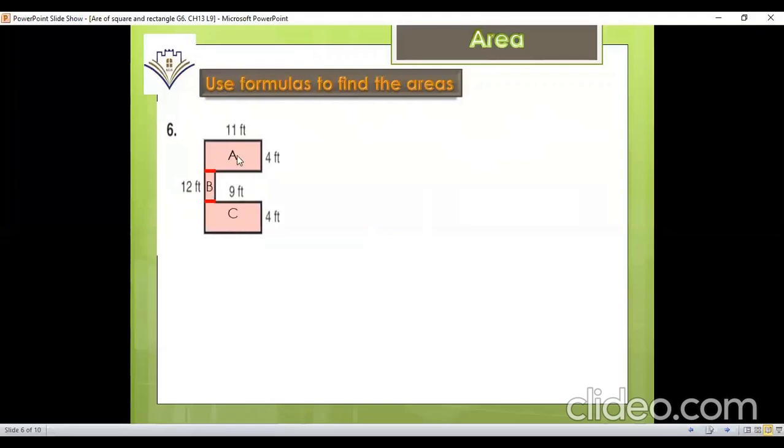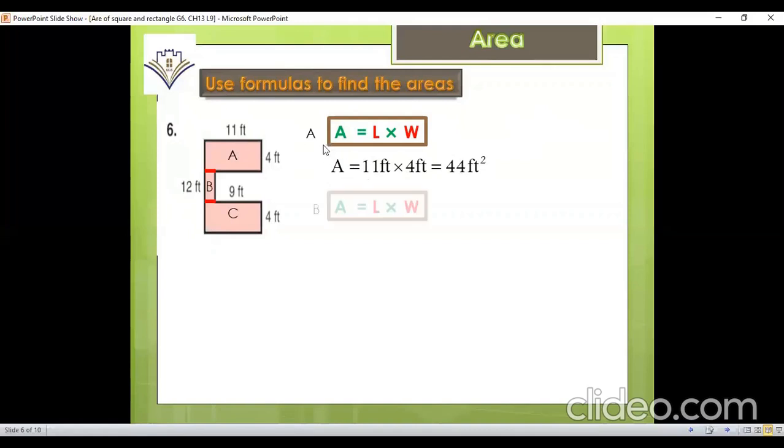Then we can calculate the area of each part, and then find the sum of the area of A, the area of B, and the area of C. A is a rectangle, and the area of a rectangle is length multiplied by width. The length is 11 and the width is 4. Then 11 feet multiplied by 4 feet equals 44 square feet. This is the area of the first part.